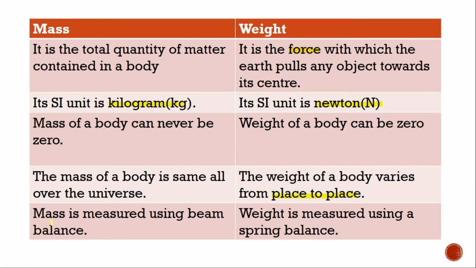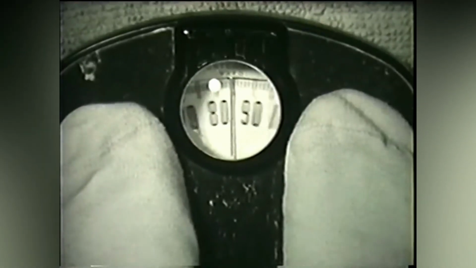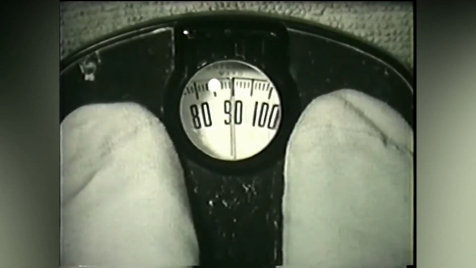And the last difference is that mass is measured using a beam balance, while weight of a body is measured using a spring balance. Now, after reading all about mass and weight, can you people tell me that when we are weighing ourselves, are we measuring mass or weight?